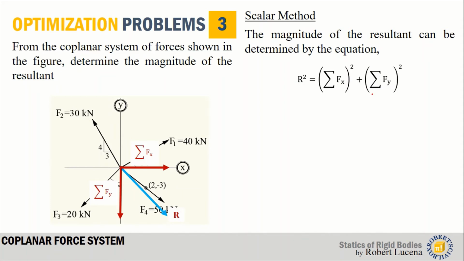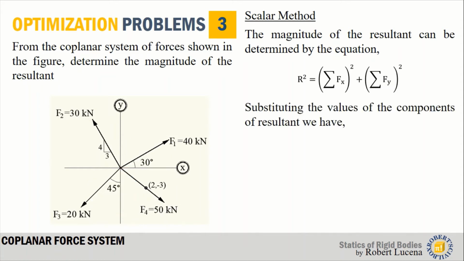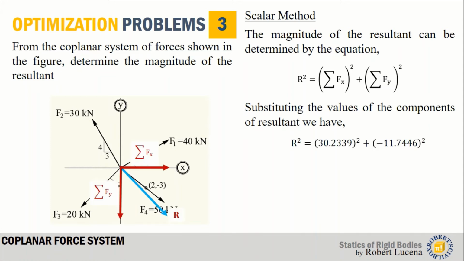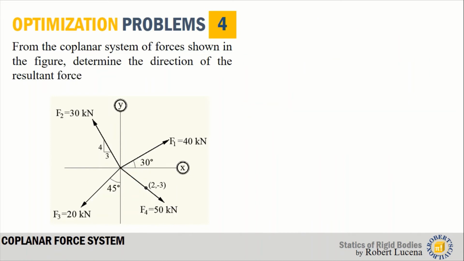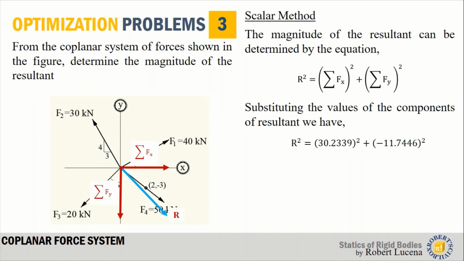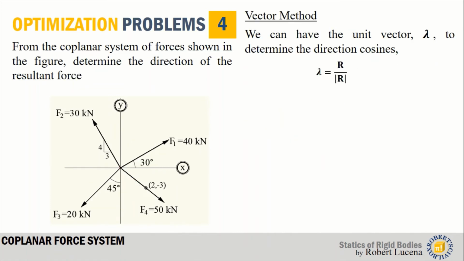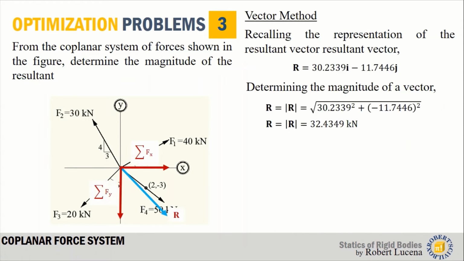Now for the scalar method, since we have already determined the summation of forces along x and the summation of forces along y, take note that we have a positive value of summation of forces along x and a negative value of summation of forces along y. Make sure you've drawn it the proper way. Substituting the values of the components, we have 30.2339 squared plus negative 11.7446 squared yields the value of r. You will get the value 32.434. As you can see, they have the same solution.